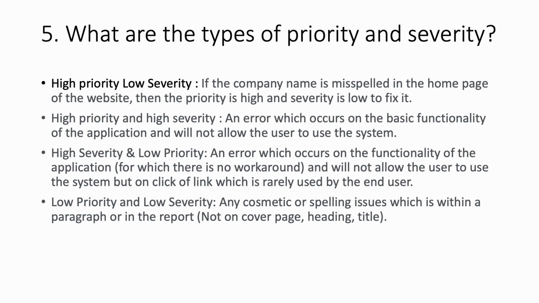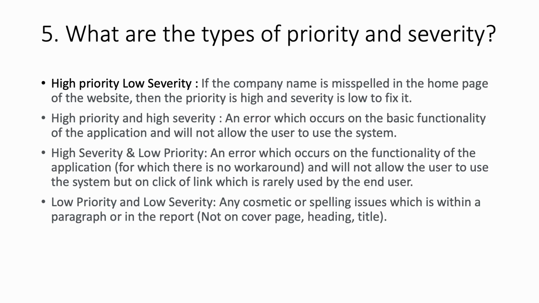High severity and low priority is an error which occurs on the functionality of the application for which there is no workaround and will not allow the user to use the system, but on click of a link which is rarely used by the end user. Suppose in an application, in a portal, there is a link that is mostly not used by the users. So that is of low priority, meaning business-wise they have observed that customers don't go to the link, but it is still there for some reference. In case once we click the link, it is throwing us an error, that is impacting the functionality. So that is of high severity, and as it is not impacting the business much, it is of low priority.